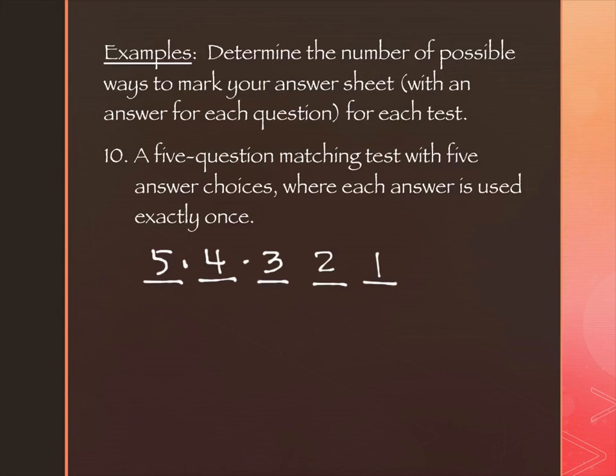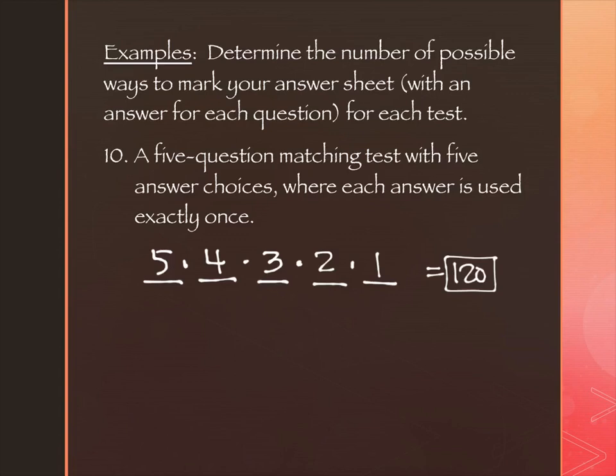And this looks like something we've already done today, right? Not only generally speaking, but specifically, we have done this problem. 5 times 4 times 3 times 2 times 1. And we got 120. So with a matching test, I have fewer options than a multiple choice test because the answer options that I have to pick from get smaller as I go down the line.